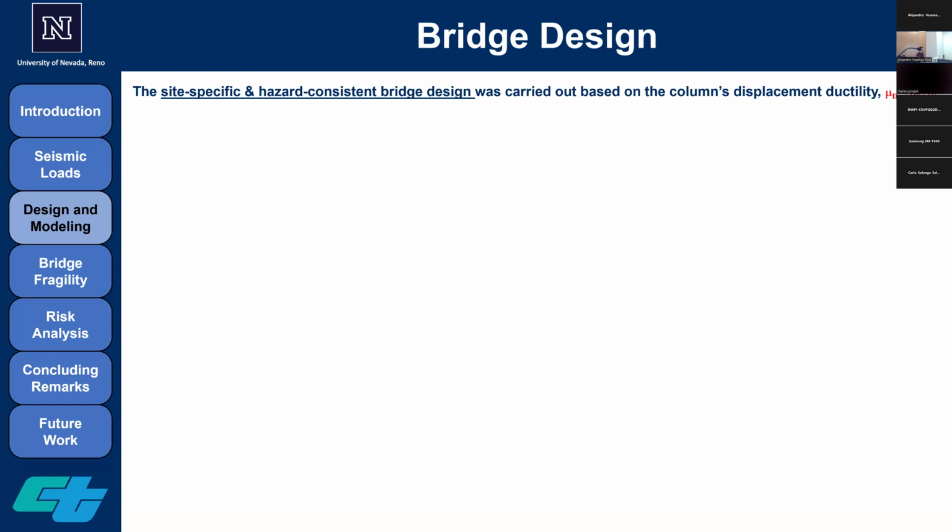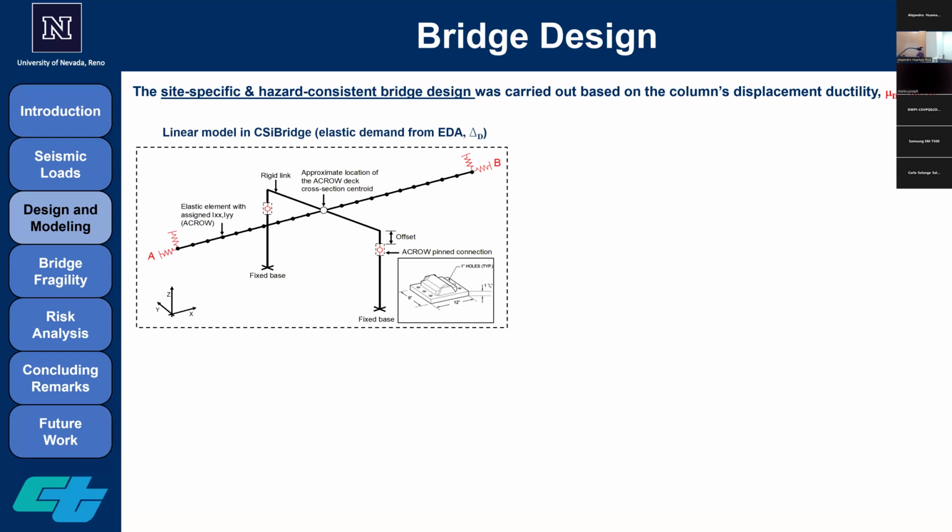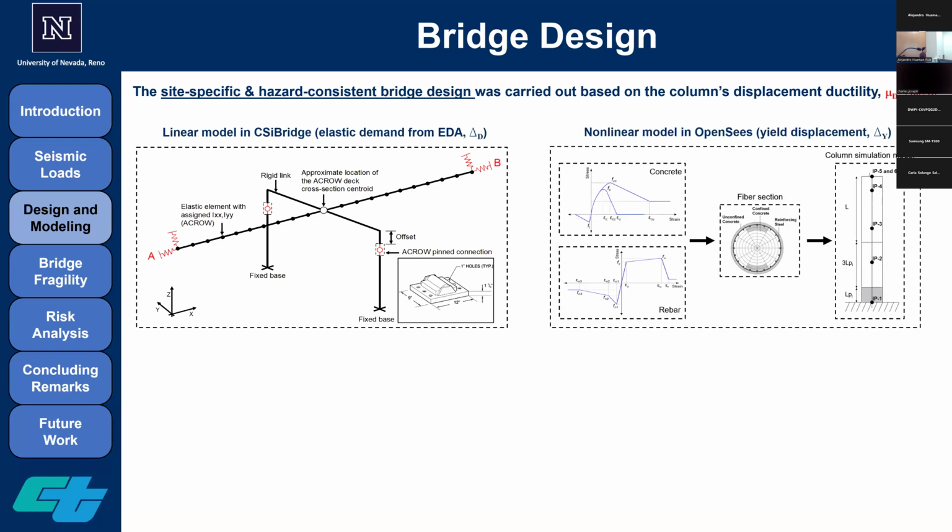For this design purpose, we need to generate two different models, one linear and one nonlinear. For the linear model, we have done a preliminary design by hand, then transferred it into CSI Bridge to design the linear model and conduct elastic dynamic analysis according to Caltrans preferences to get delta D, or displacement demand. And it's good to mention that the deck is going to be linear again.